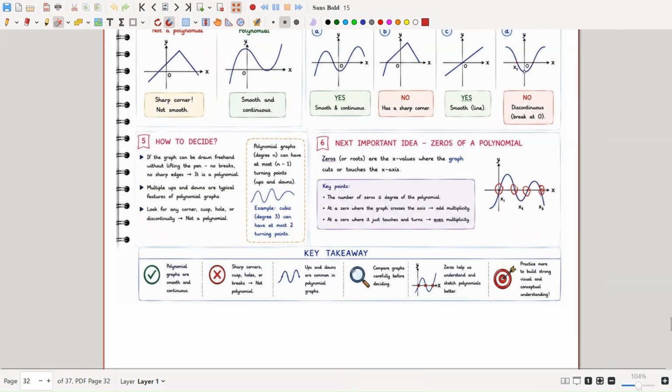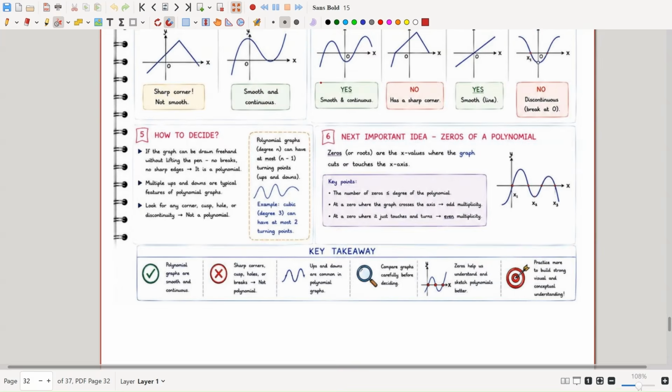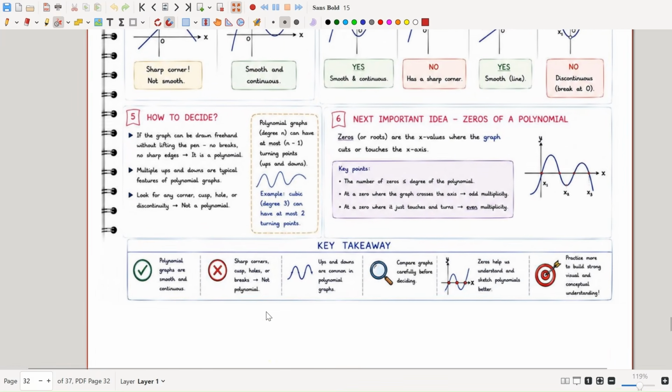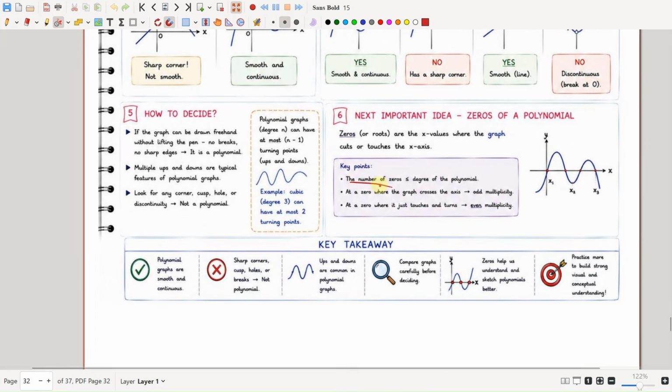The point at which the polynomial graph touches the x-axis will be called the zeros of the polynomial. The number of zeros should be less than or equal to the degree of the polynomial, always.